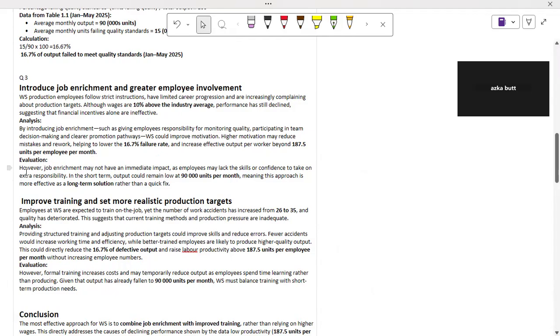But its evaluation is that, however, job enrichment may not have an immediate impact, as employees may lack the skills or confidence to take on extra responsibility. In the short term, output could remain low at 90,000 units per month, meaning this approach is more effective as a long term solution rather than a quick fix.